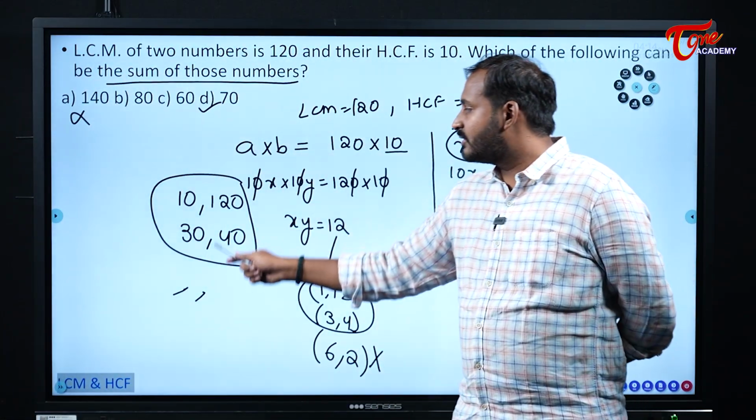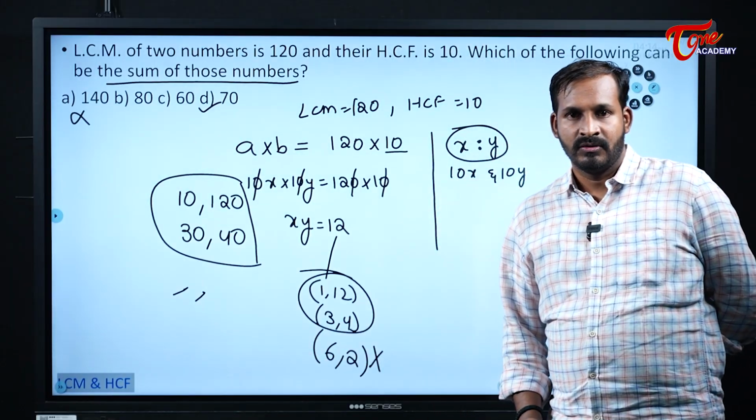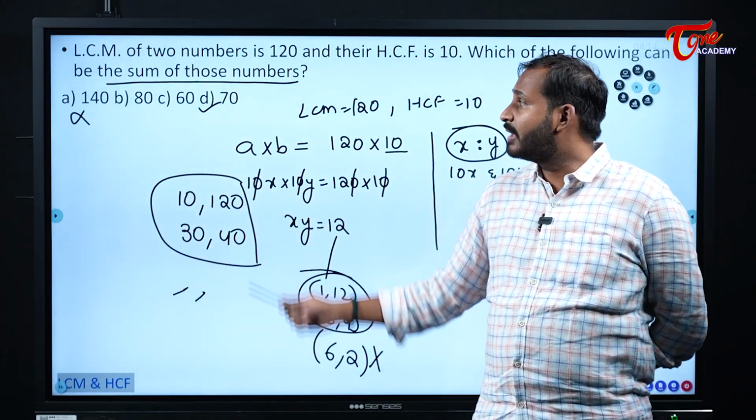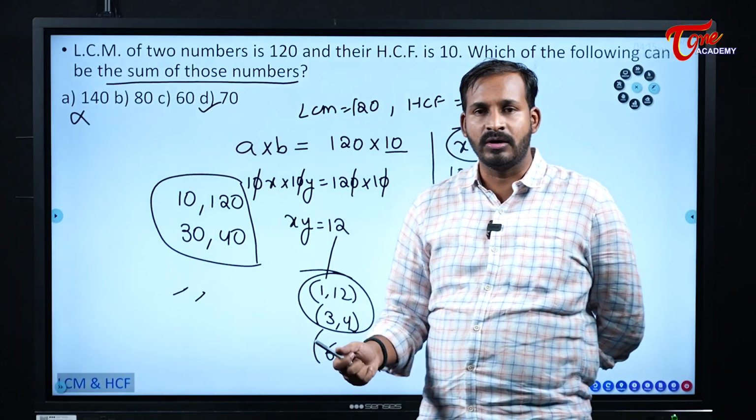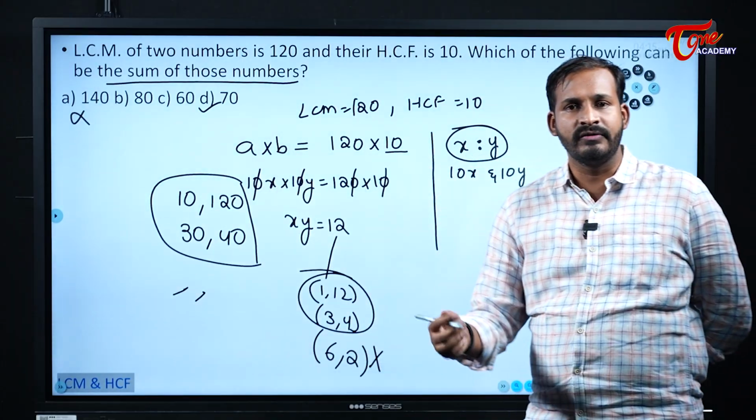See, there is a chance for both these pairs. Actually here we have two chances, but in the options given for us, we have only one option, which is 70. So we are going with that 70.